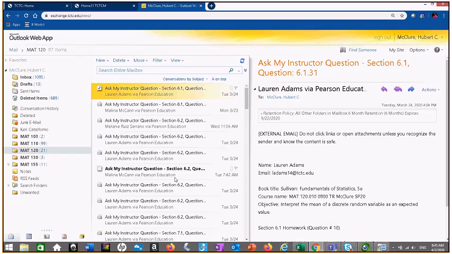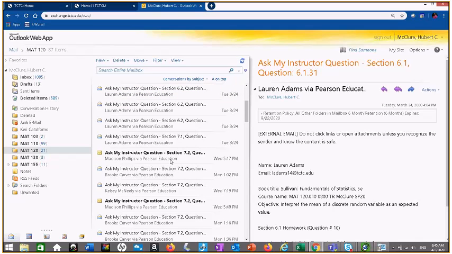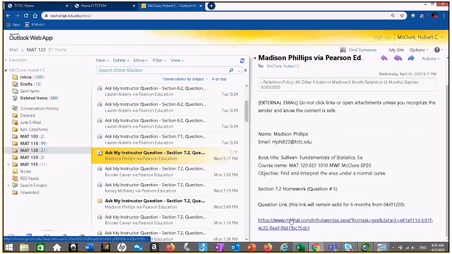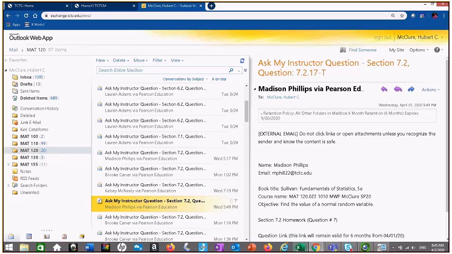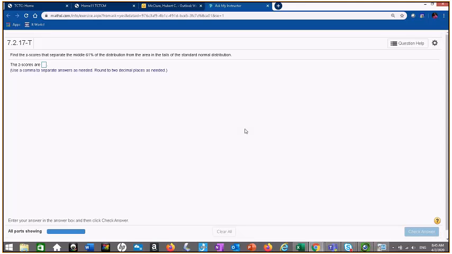No, you're fine. Where is 7.2? 7.2, 11 slash 5. Did we just do that one? We just did that one, didn't we? 7.2, 17 slash 7. Find the z-score that separates the middle 61% of the distribution from the area in the tails of the standard. Okay, so draw a picture.